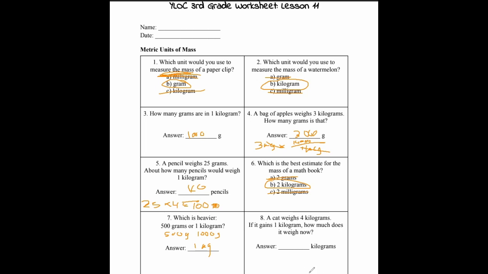A cat weighs 4 kilograms. If it gains 1 kilogram, how much does it weigh now? 4 plus 1 is equal to 5. It weighs 5 kilograms now.